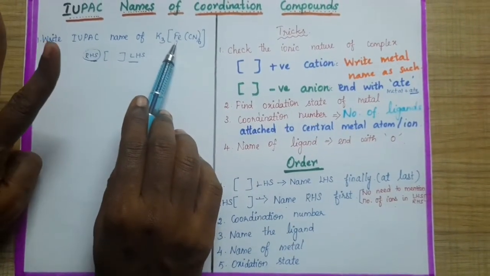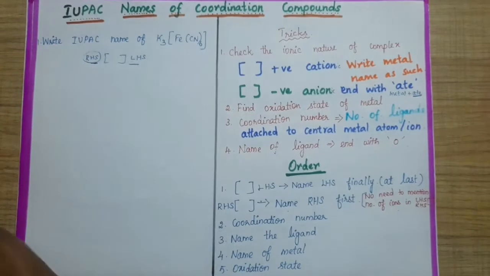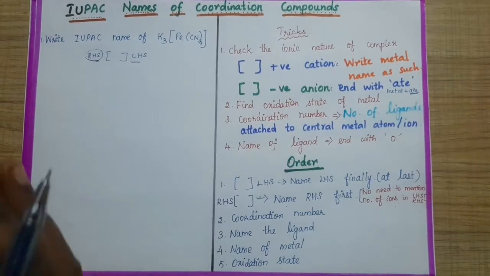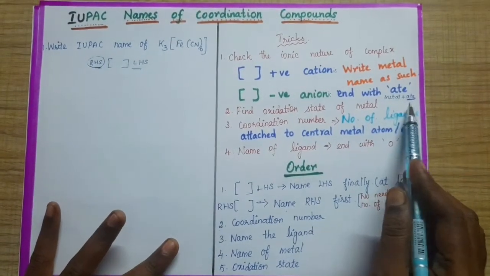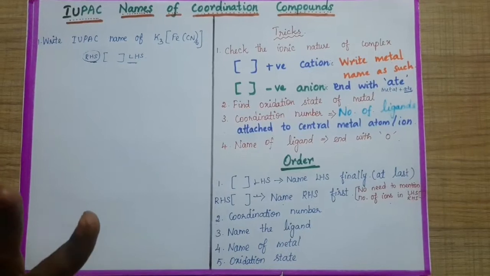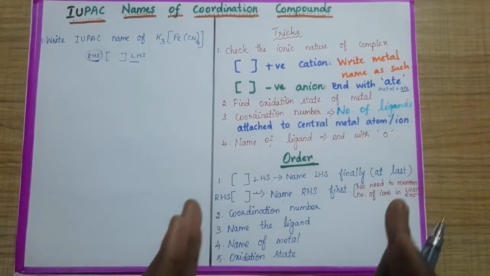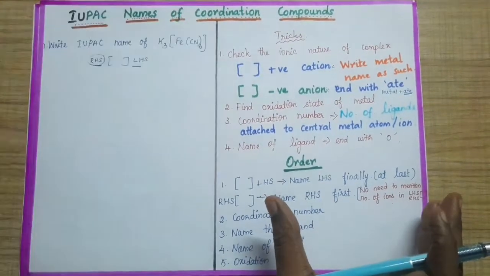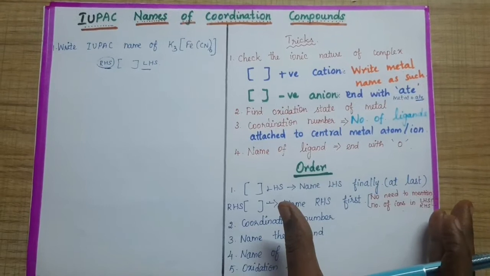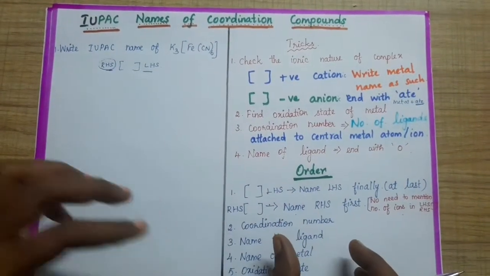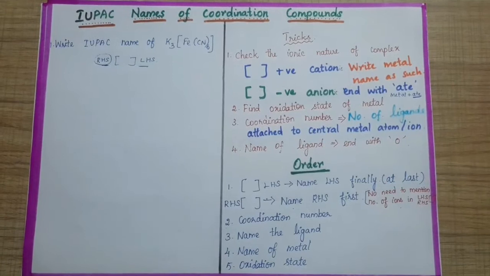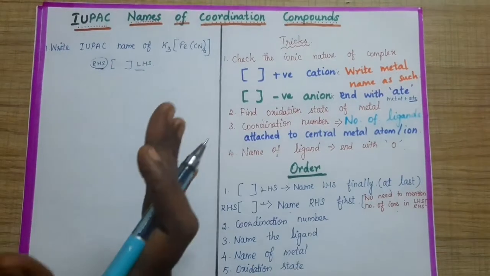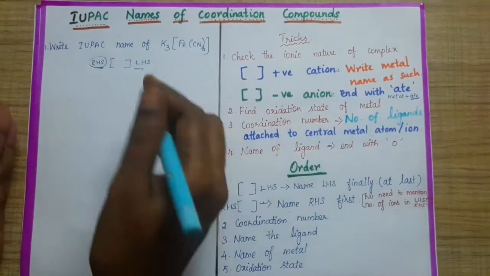Now it is a cationic complex. If it is a cationic complex, you can write the name of the metal as such. If it is an anionic complex, you have to end with ATE. And then finally you must know the oxidation state. So these are the order you have to follow, and these are the tricks. The tricks represent the things you must know before naming the compound. The order represents the step by step procedure you have to follow for IUPAC naming of the coordination compounds. Okay. Now let me try with an example.